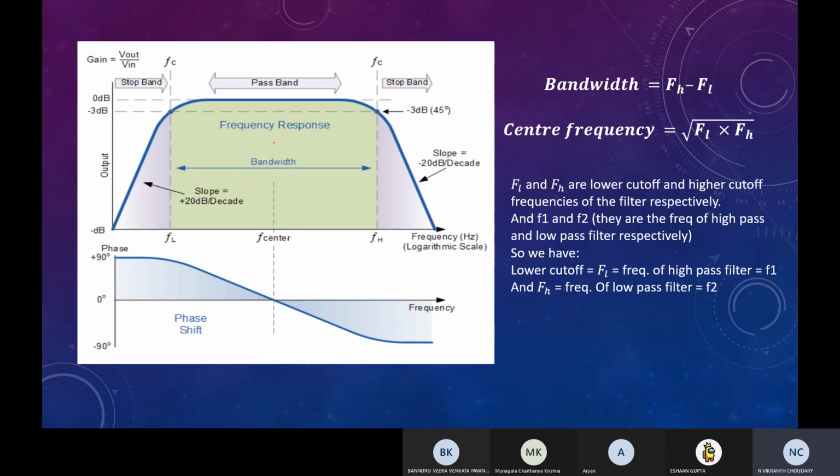So this is the center frequency. The center frequency would be over here. FL would be the lower cutoff frequency, and FH would be the higher cutoff frequency. So the bandwidth would be FH minus FL. And here FL is the cutoff frequency of the high pass filter, as you can see, this is the high pass filter. And FH is the cutoff frequency of the low pass filter. So this is the low pass filter.